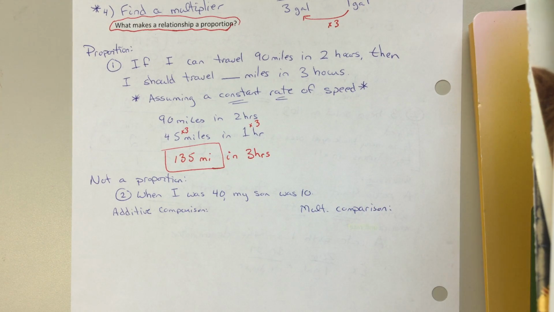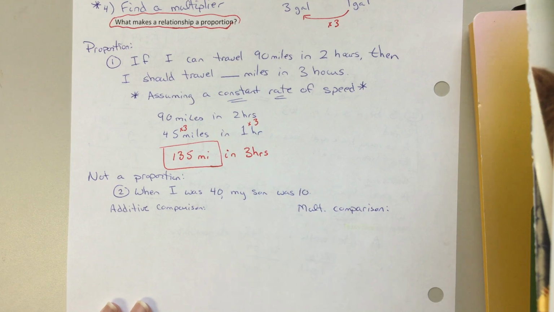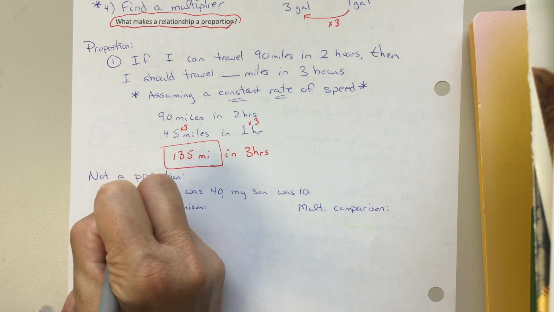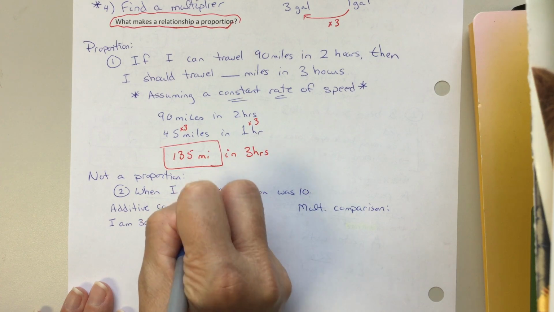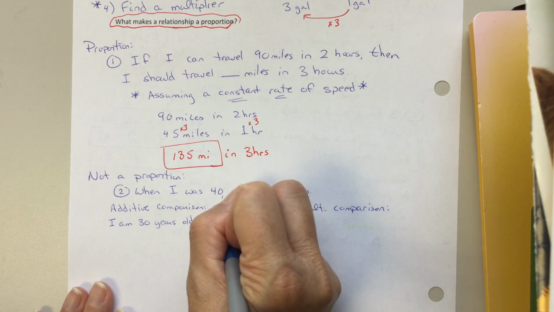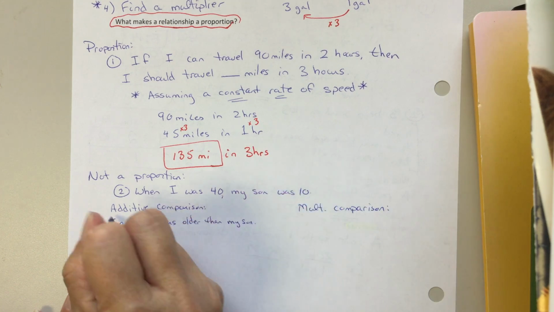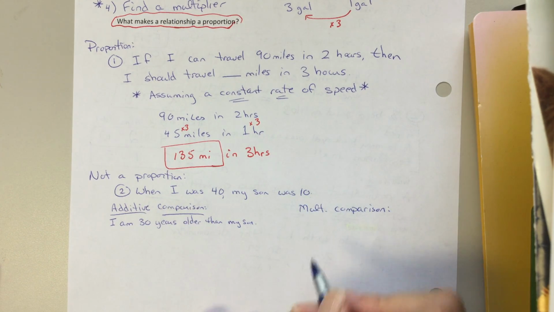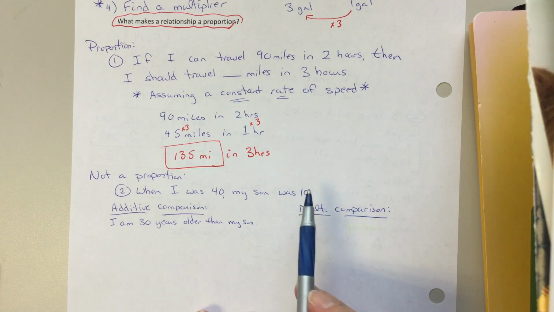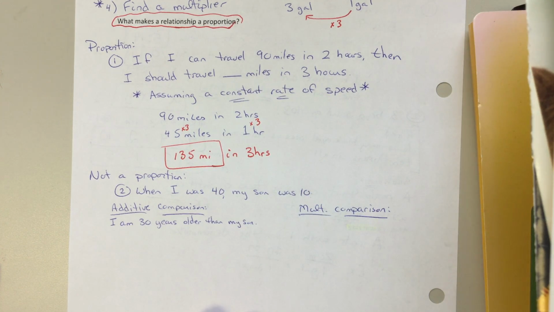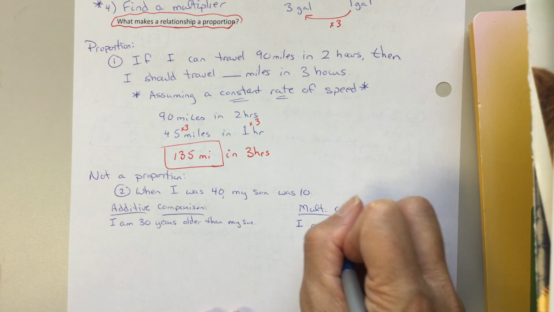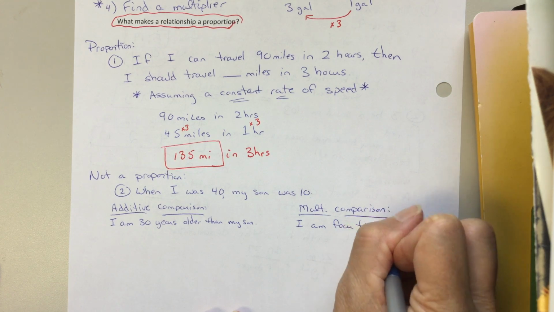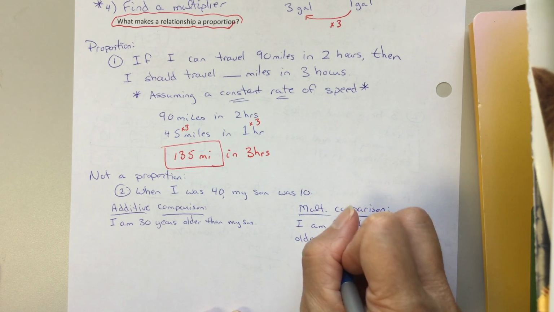So for an additive comparison, I'm thinking, what do I need to add to 10 to get 40? Right, so for an additive comparison, I would say I am 30 years older than my son. All right, so that would be an additive comparison. For a multiplicative comparison, I'm thinking, what do I need to multiply by 10 to get 40? So that would be 4. So I would say here, I am 4 times older than my son.